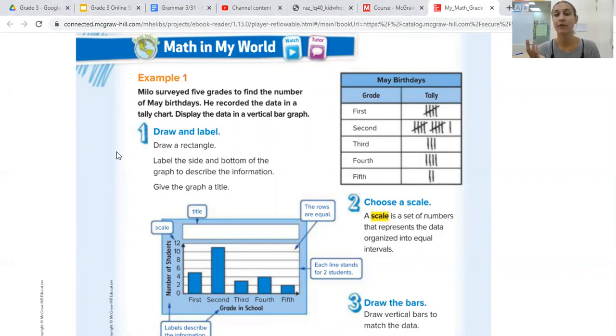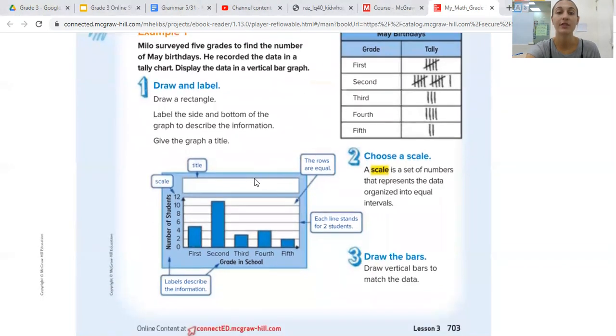So to draw a bar graph, we draw rectangles. This one, we're just going to draw them vertical. Vertical means up and down like this. Vertical, horizontal. Vertical, horizontal. So this one's vertical. You need to draw a rectangle and label the side and bottom of the graph to describe the information. We also need to give the graph a title. So first, we're going to label the sides. So we have along the bottom our grades in school. First, second, third, fourth, and fifth. Up on the left here, we have the number of students who have May birthdays.